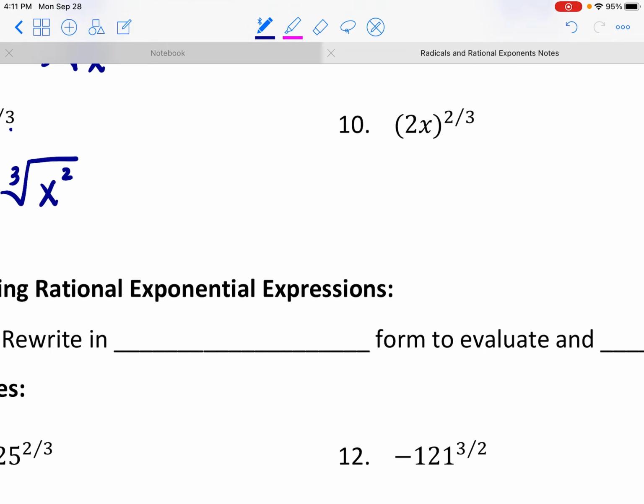Now here again the whole quantity is being raised to the 2/3, so this is going to be the cube root of the whole quantity squared. If you did not put the parentheses here, that would change the answer as well, because now the square only applies to the x, and we wanted to make sure that it applies to the 2 as well. So make sure that quantity stays together.